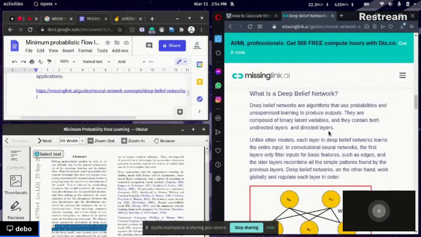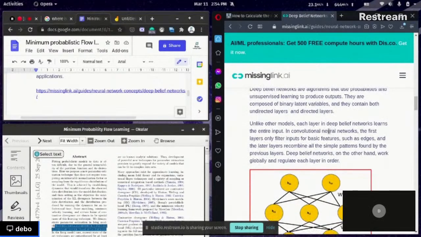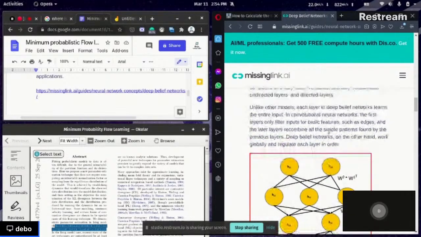Okay, now deep belief networks are algorithms that use probabilities and unsupervised learning to produce output, and they are composed of binary latent variables. They contain both undirected layers as well as directed layers. So basically if we take a graph, it's an undirected graph as well as a directed graph.